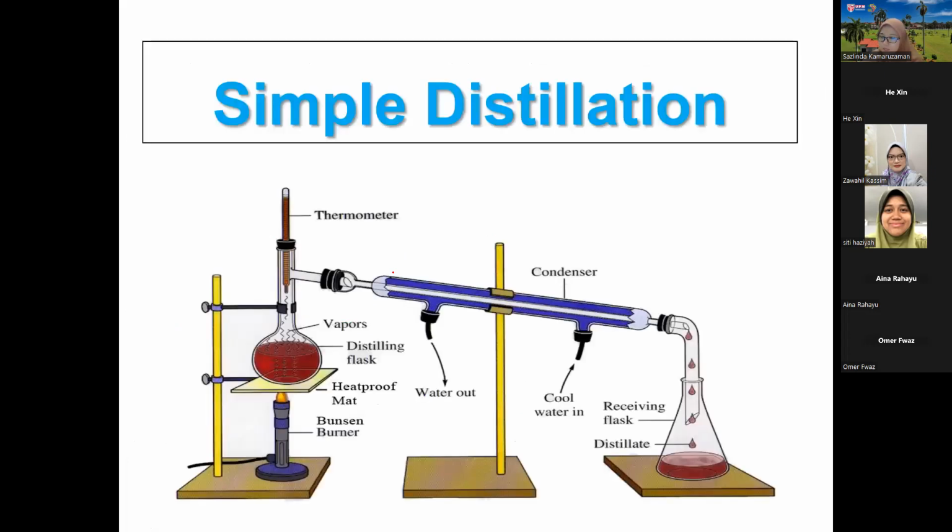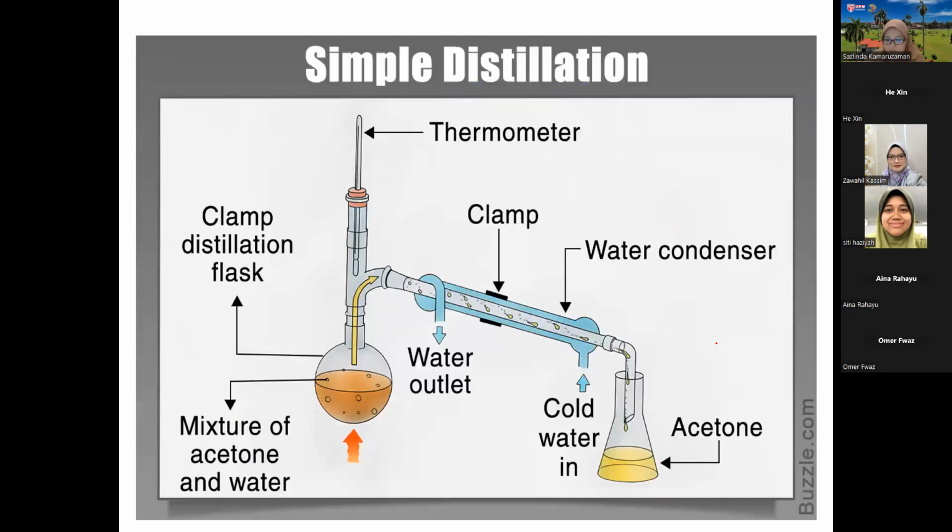For simple distillation, I can go through quite fast because it is the one I already explained previously. In terms of apparatus, at least you know the flask, the condenser, and then the receiver. These are the three main apparatus when we talk about distillation.